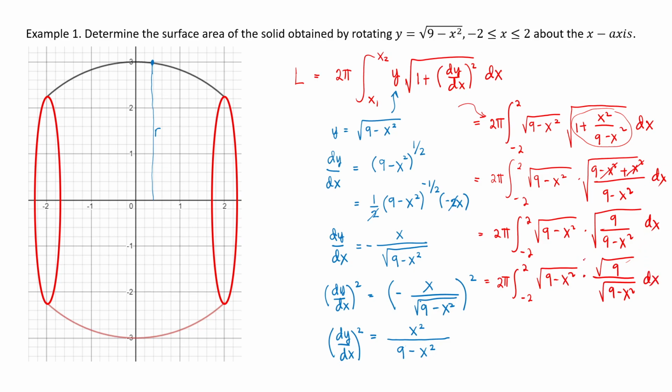So notice that you can now cancel out 9 minus x squared, and you get the square root of 9, which is 3. So what's left in the equation is 2 pi from negative 2 to 2, 3 dx. Or, to make it even simpler, 6 pi from negative 2 to 2 dx. So it's better to plug this one in the calculator rather than the earlier one.